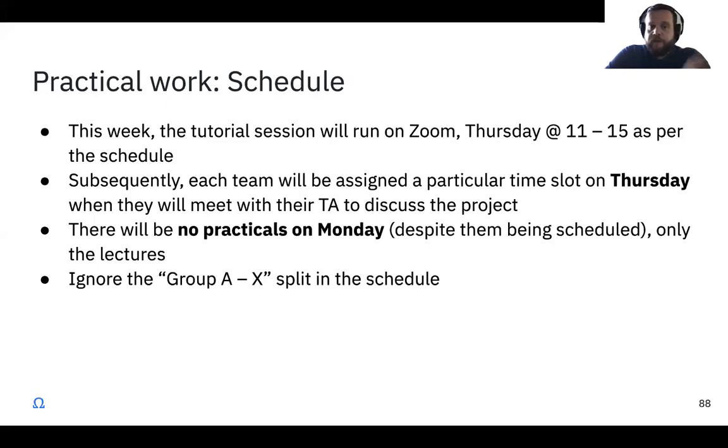And important, there will be no practicals on Monday. So there are some practicals scheduled for after this lecture. So nothing's going to happen. So this you can ignore. And on Monday you only have the morning lecture. And there's this group A to group X split in the schedule, and you can ignore that as well. So the important part is your project membership, and that you're going to be working on your practicals and attending the lectures, pretty much.